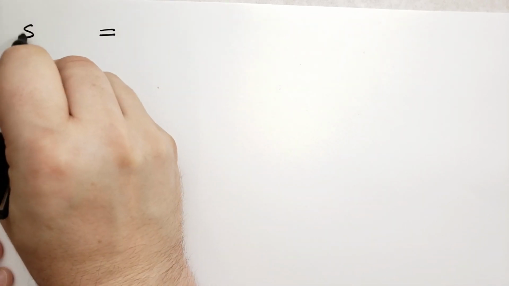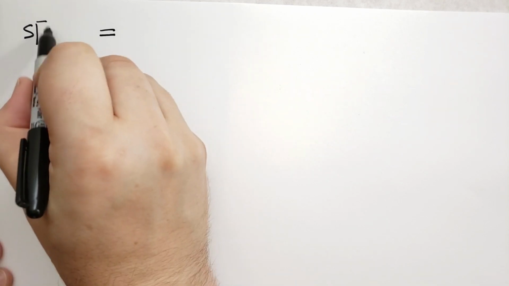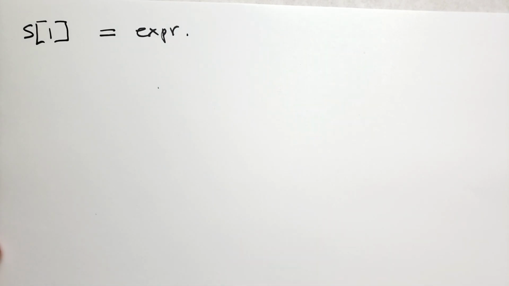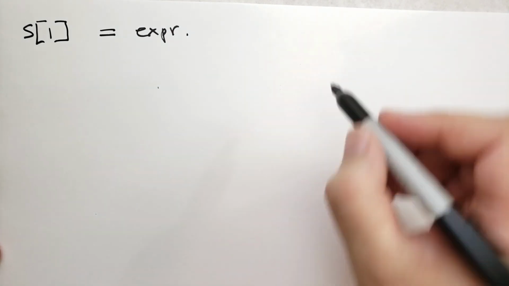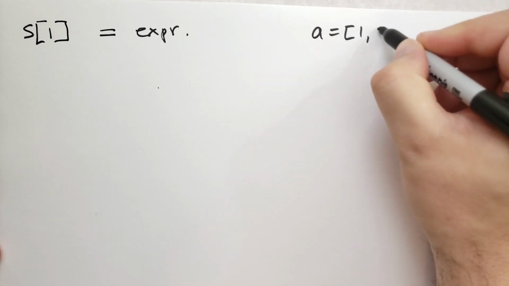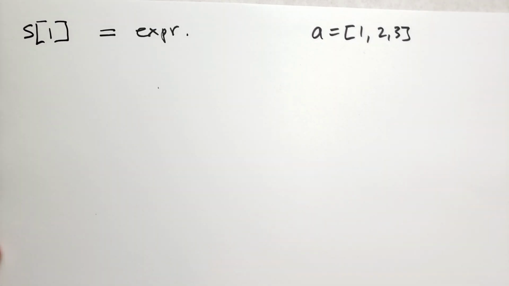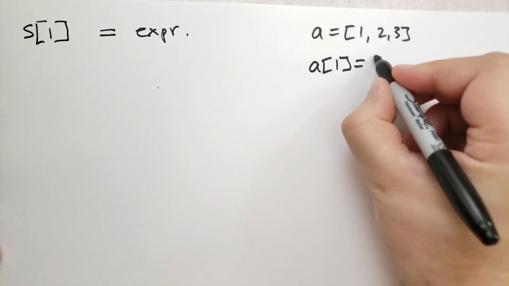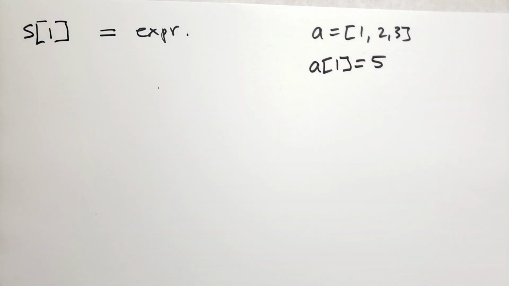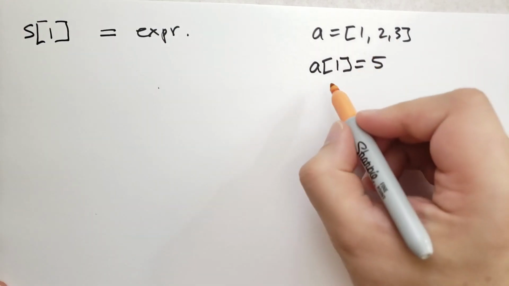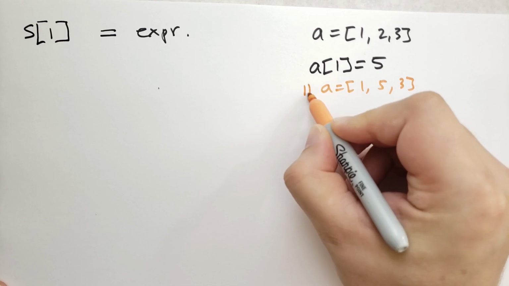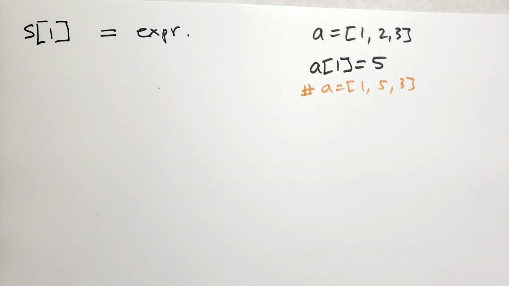So in our assign statement, we can have on the left-hand side a subscription. So let's say we do S of 1 is equal to some expression on the right-hand side. Let me give you an example of what that might look like. So we have A is equal to 1, 2, 3. And then we say A of 1 is equal to 5. And what that does is it replaces the second element of A with the value 5. So we get A is now equal to 1, 5, 3, right? I'll just put that behind a comment saying that we're not actually assigning to A there.